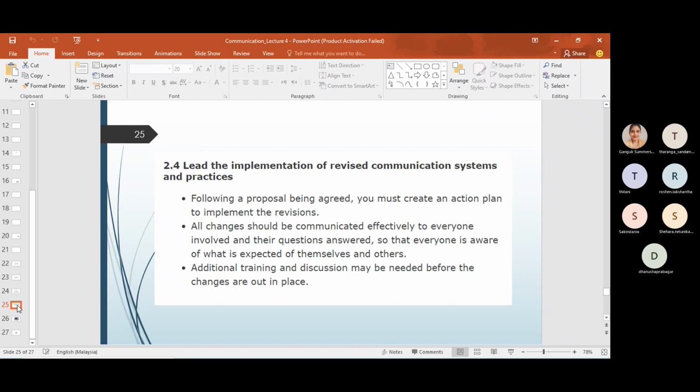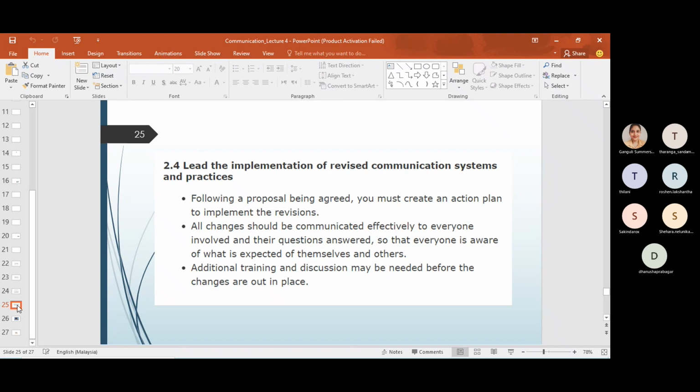Once you implement these changes in the workplace, the workplace changes, because those are things that were not there previously. So the environment has changed. All these changes should be communicated effectively with everybody working in the workplace. Everyone should be informed about these changes.